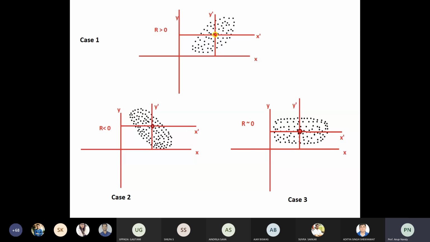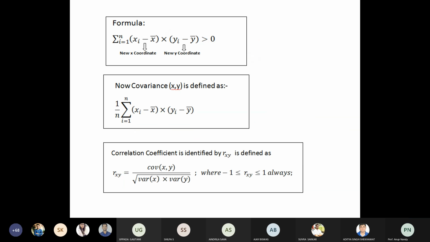Now using case 1, case 2 and case 3, you can establish a formula. Simply, in many books, you can write COV of x comma y, capital X comma capital Y, is defined as 1 by n, summation i equal to 1 to n, xi minus x bar into yi minus y bar. Now this xi minus x bar is a new x coordinate, and yi minus y bar is a new y coordinate. If you just multiply them, you will get the covariance. So the multiplication will give you the straight answer of the covariance.